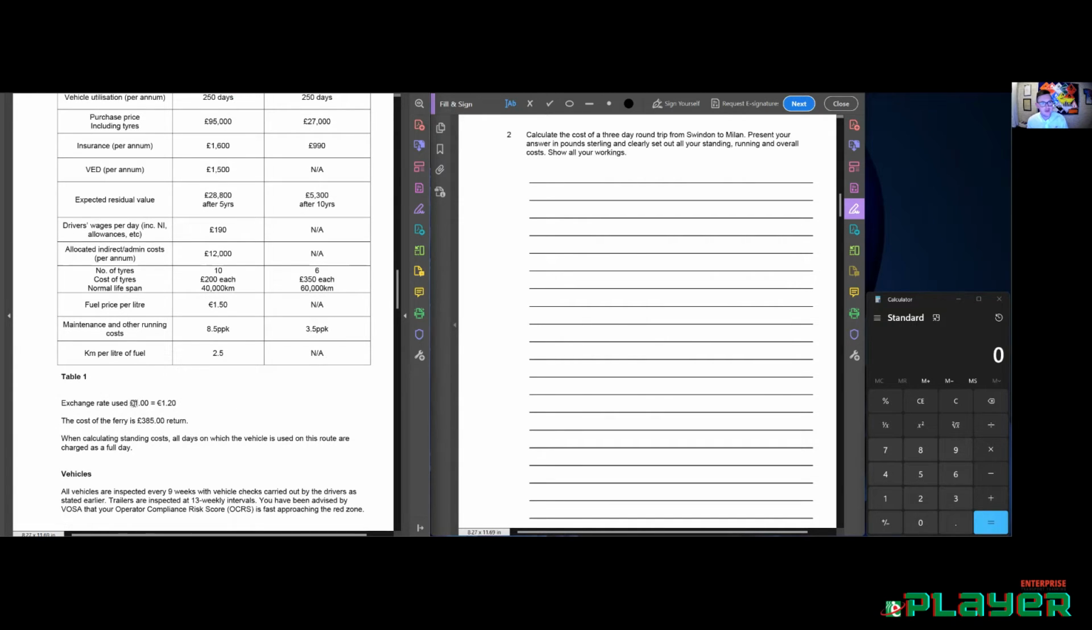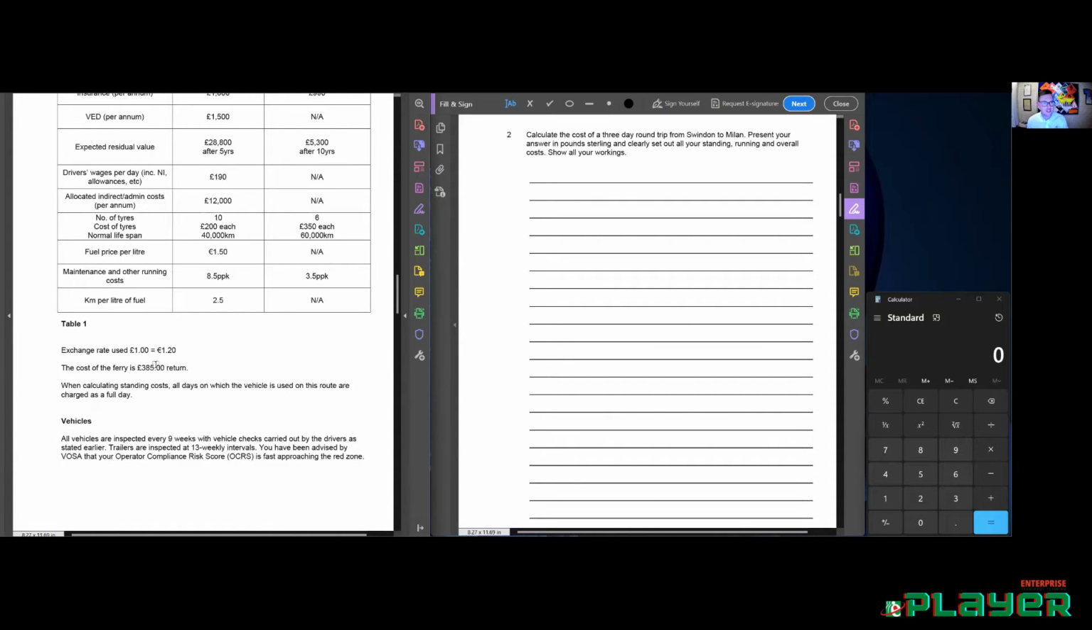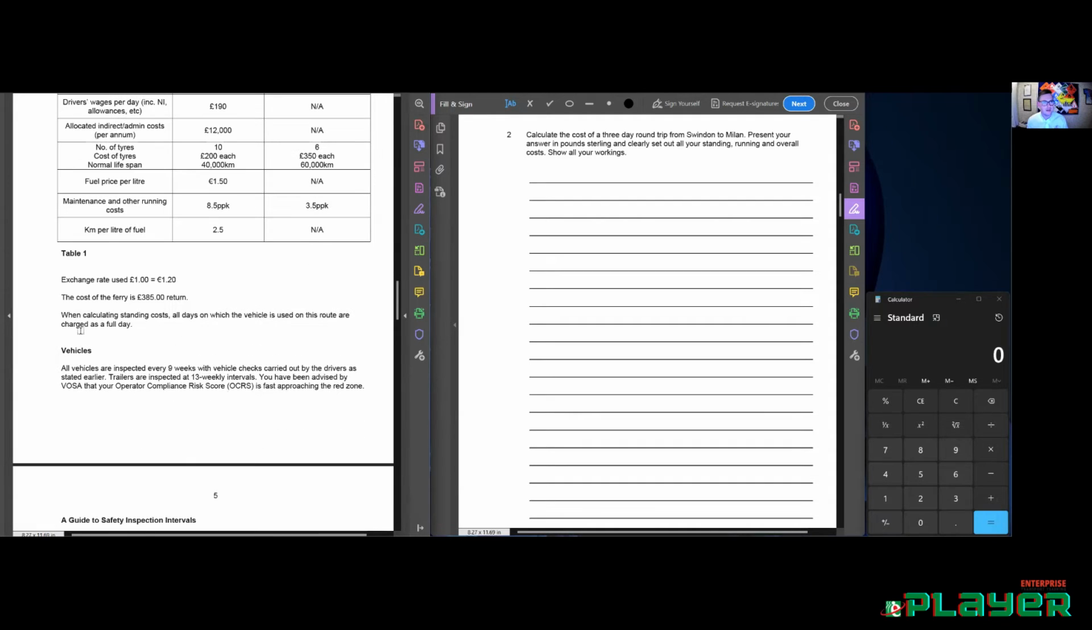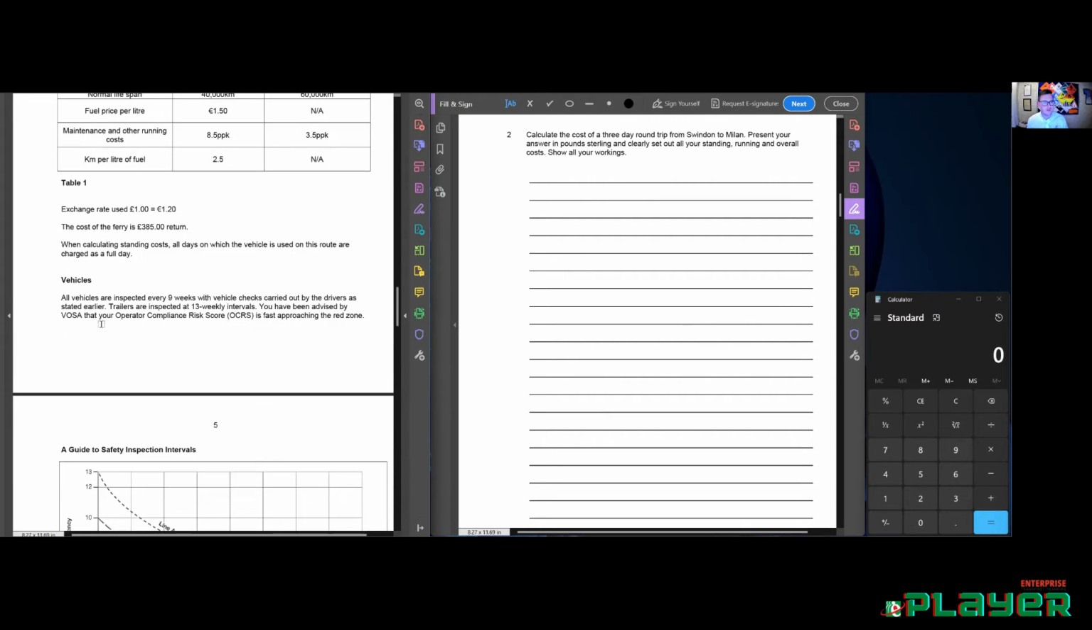It tells us our exchange rate is £1 to €1.20. The cost of the ferry is £385 return. And when calculating standing costs, all days on which the vehicle is used on this route are charged as 4 days.